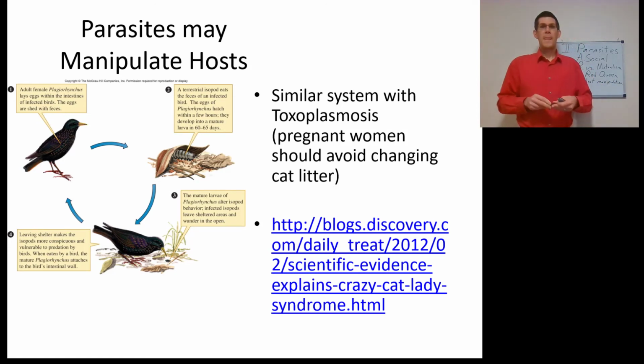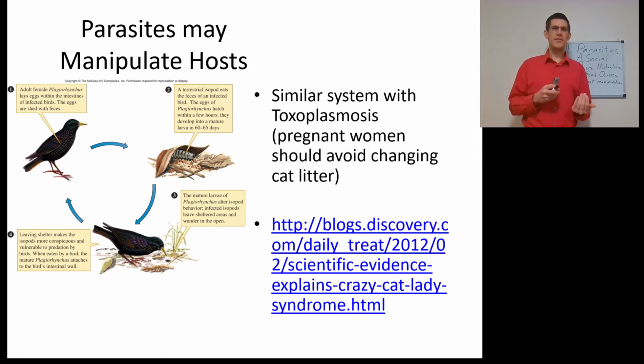So you have here a type of pill bug. And the pill bug, if it is infected with Plagiorhynchus, is no longer afraid of the light and will go out in light areas. Now, if it goes out in light areas, it's going to be preyed on. That's why it's afraid of the light. If it goes out in the light, it's going to get eaten by a bird. So, it's no longer afraid of the light. What does it do? It goes out and gets eaten by a bird, which is exactly what the Plagiorhynchus wants.